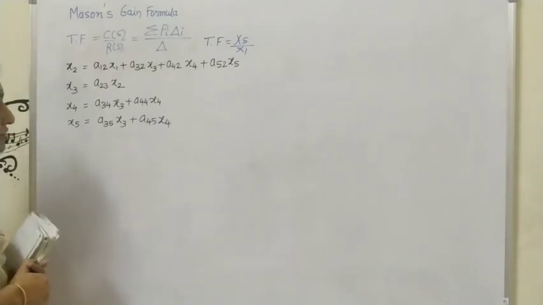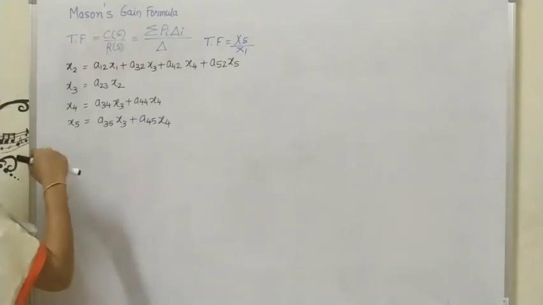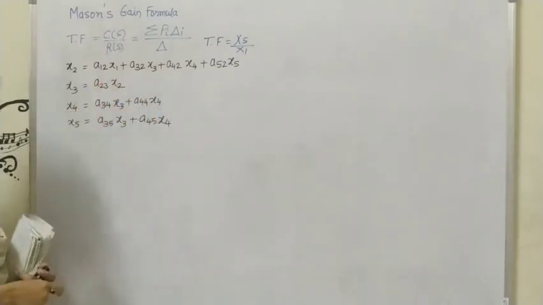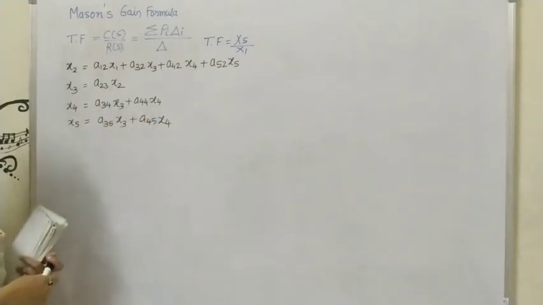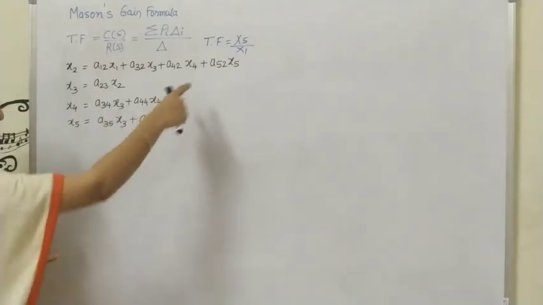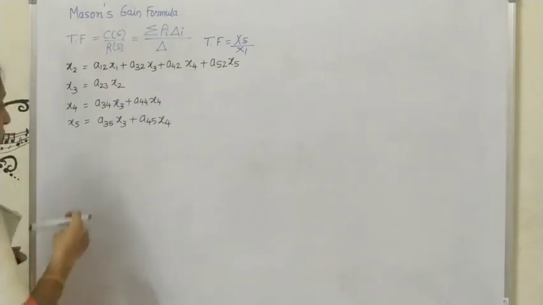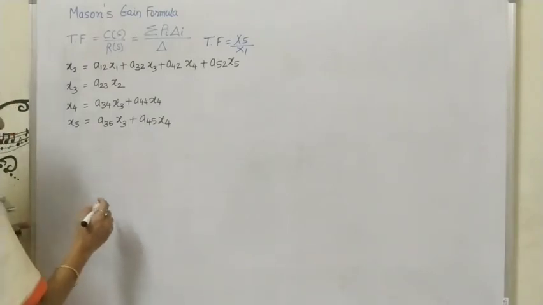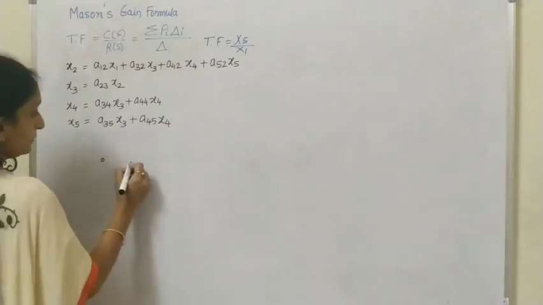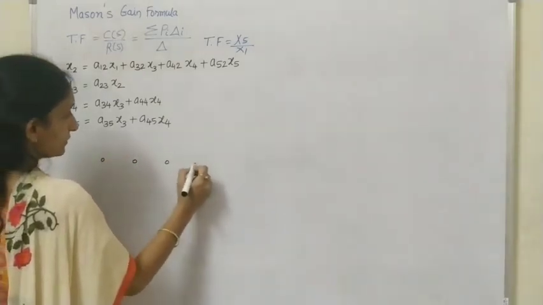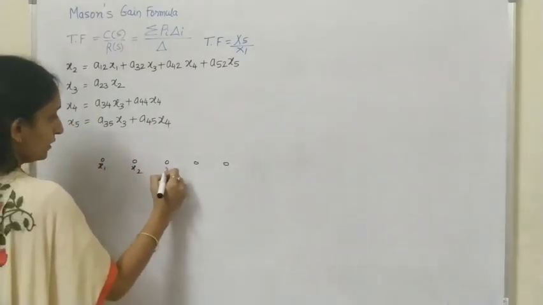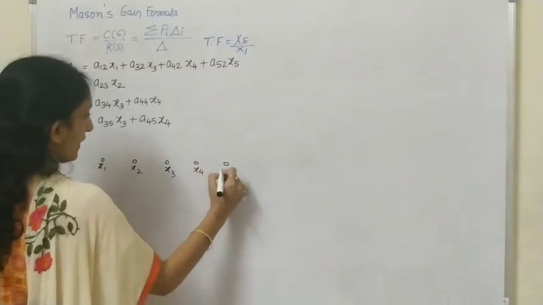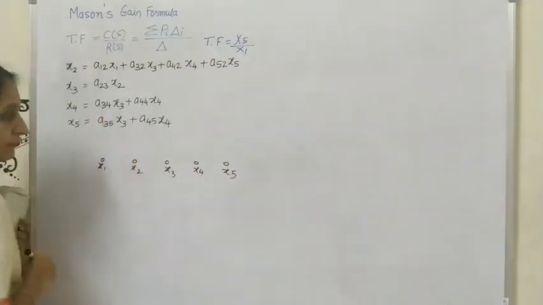First of all, you have to check the number of variables. So how many variables are there? Look at this, starting from x1 to x5, a total of 5 variables are there, and a1 to a5, these are all constant terms. So we will draw the SFG from the equations. See here, I am considering 5 nodes with the labels x1, x2, x3, x4 and x5, because 5 variables are there.